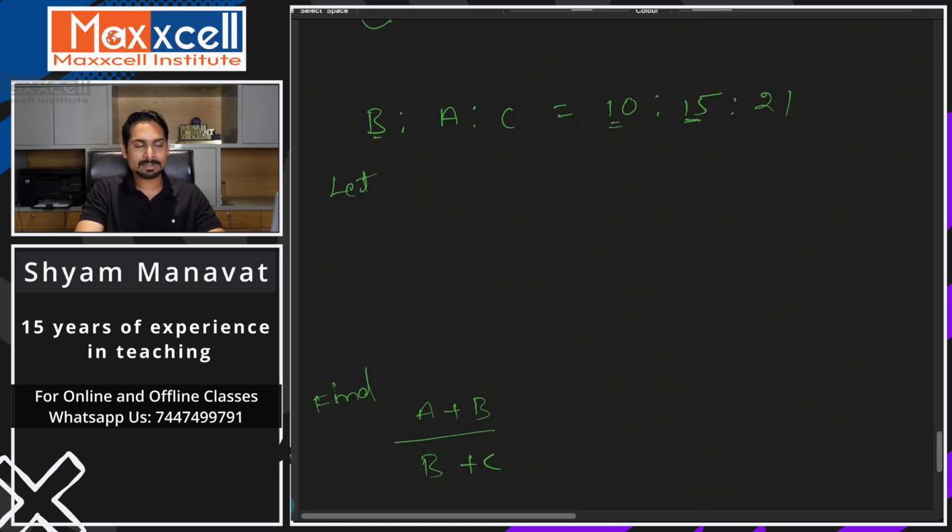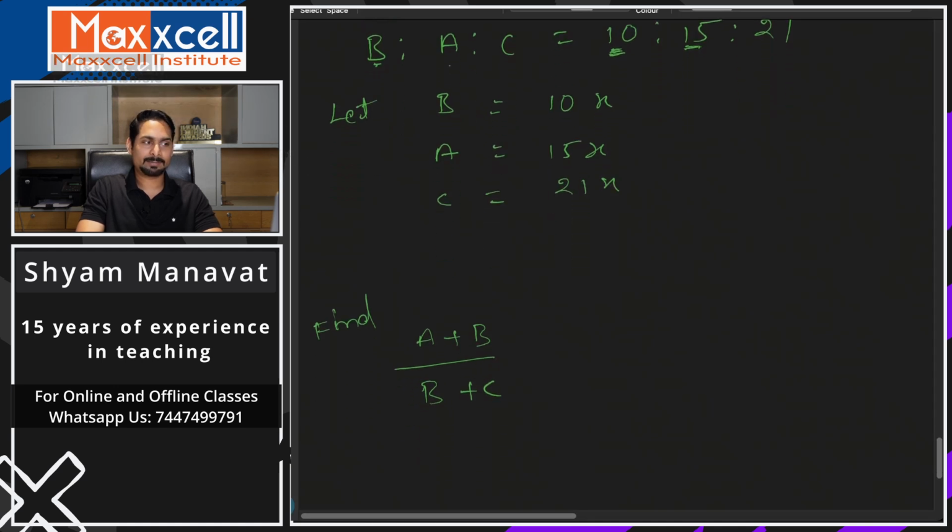I will assume B equal to... so what does the assuming method say? If you got ratios equal to some numbers, representing some variables, I can take B as a portion of B, which is 10, with a common multiple, let's say X. That's the assuming method. Go to lecture number 1 and see how we used the assuming method there. A we assume with A's portion 15 and a common multiple X. C, same thing, 21X.